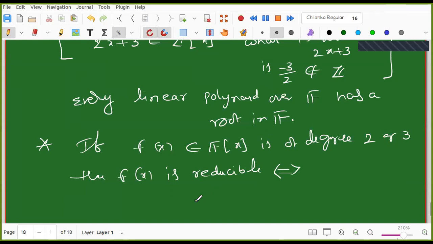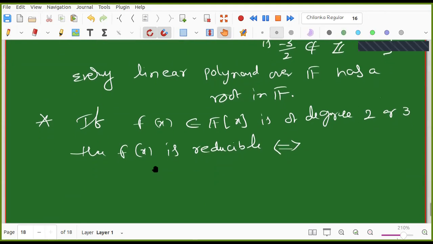Any one of you, please help me. If f(x) is of degree 2 or 3, then f(x) is reducible if and only if... Okay, what do you mean by reducible? Okay, I'll help you. Suppose f(x) is reducible. What do you mean by that? Can somebody help me, at least with this part?